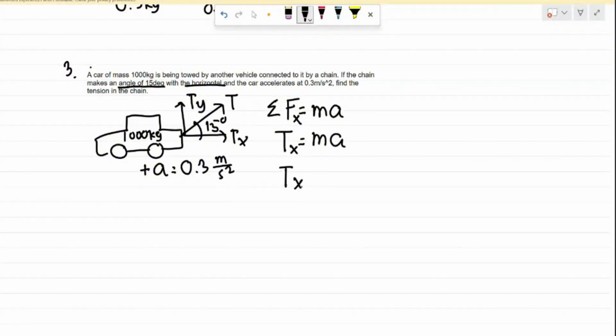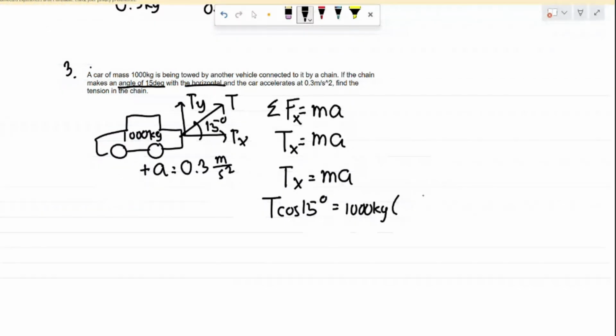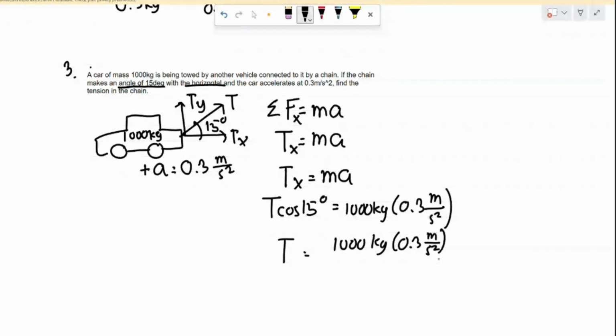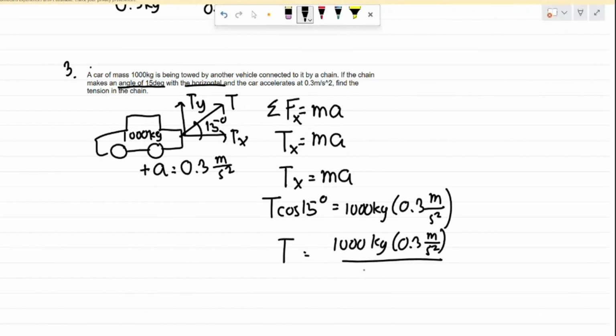T sub X is equal to the mass times acceleration, and tension X is simply what? Using component method, this is T cosine of 15 degrees is equal to the mass of 1,000 kilograms times the acceleration of 0.3 meters per second squared. So to find the tension, guys, we have here 1,000 kilograms multiplied by 0.3 meters per second squared all over, of course, cross multiplication po, cosine of 15 degrees.